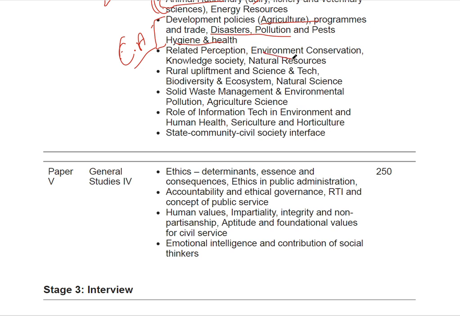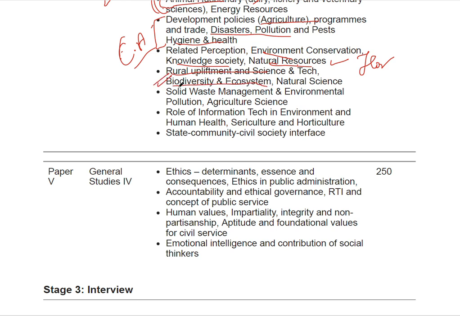Related perception, environment conservation, knowledge society, natural resources. This is nothing but having an idea about the natural resources of Karnataka. What are the flora, what is the fauna, what are the medicinal plants, overall the idea of biodiversity. Next is rural upliftment and science and technology. That means how science and technology can be used to develop the rural areas of Karnataka as well as India. Biodiversity, ecosystem.